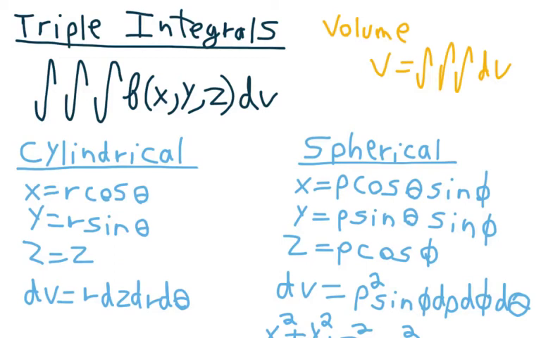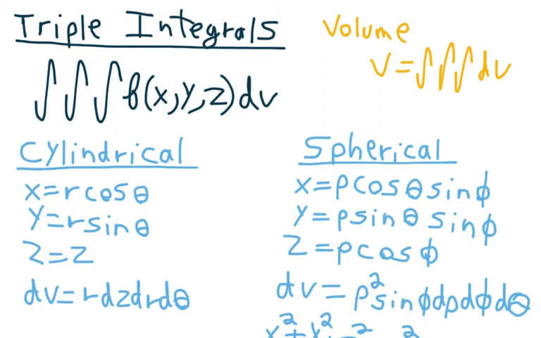We could work in the cylindrical coordinate system, where we replace x by r cos theta, y by r sin theta, and z simply stays the same. Also, our dV is going to be r dz dr d theta. Now, it doesn't always have to be dz. It depends where your shape is oriented. If it's oriented along z, then we put dz. If it's along y, we put dy.